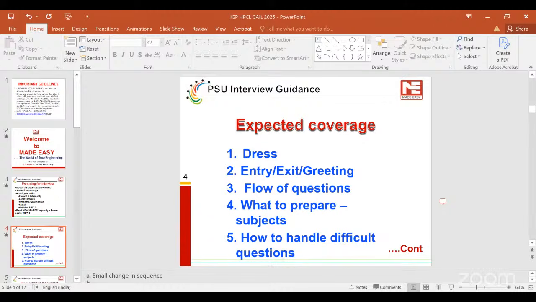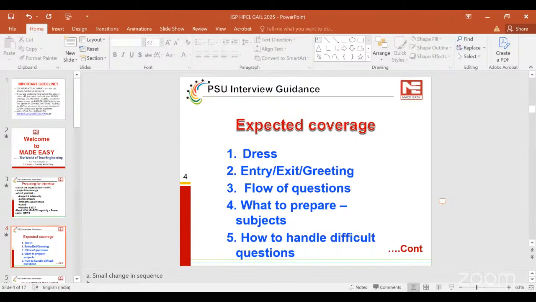The expected coverage, obviously: dress, entry, exit, greeting, flow of questions, what to prepare in terms of subjects that's important for you, and how to handle some of the difficult questions. Now, when we say difficult questions, we are talking about the non-tech questions, or in your language, HR questions.